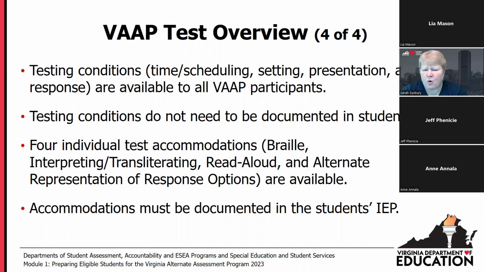We have a Braille form. There's an accommodation that allows for interpreting or transliteration of the test items. The test items can be read aloud. And then the 4th accommodation is what we refer to as an alternate representation of response options. So again, you'll hear more about those 4 test accommodations this afternoon.